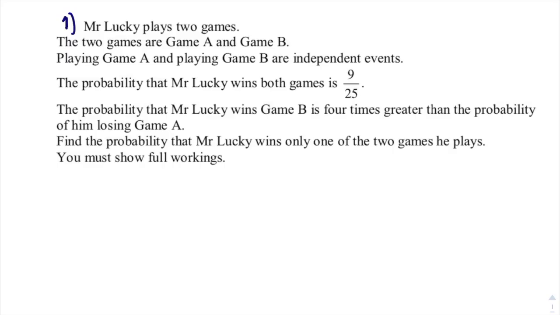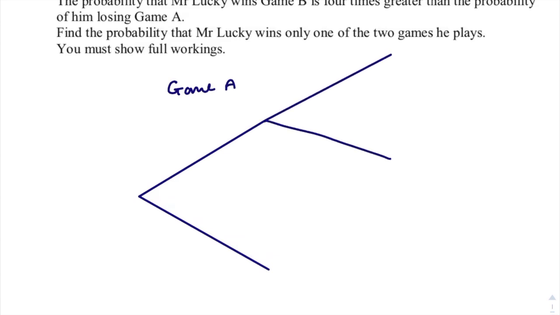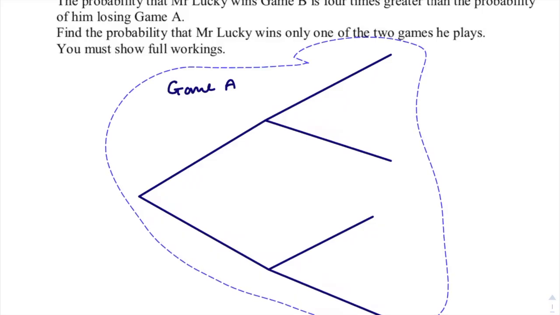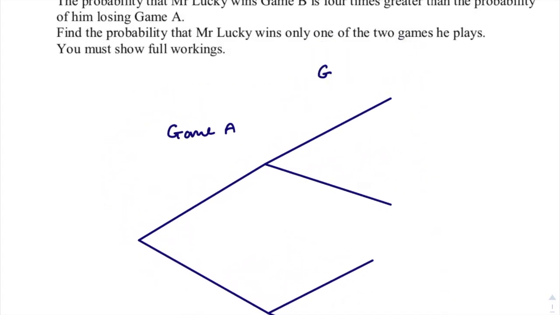Right, so the first thing I'm going to do is draw a tree diagram. So we've got our two independent events. So the first one is Game A. And then if I draw the branches for the second independent event, and then I'm just going to move this down slightly, and this is Game B. So if we say this branch is a probability of winning, this branch is a probability of losing.